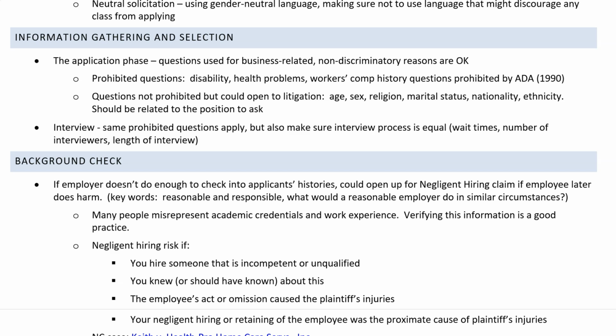That was specifically for the application, but the same thing for the interview. So when we're thinking about an interview, same prohibited questions, same questions that aren't prohibited but are still a bad idea. And we want to make sure that the interview process is as equal as we can make it, reasonably, within some reasonable restrictions there. So how long are people being asked to wait before being brought in for an interview? The number of questions that are asked, the number of interviewers that are in the room, how long is the interview? If we find out that we're treating people unfairly, we should look at that.